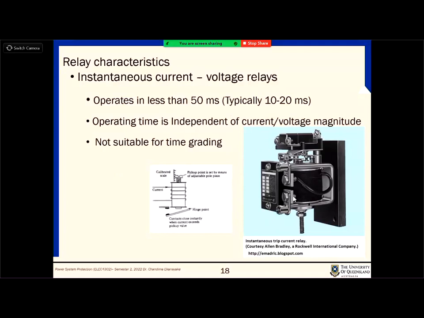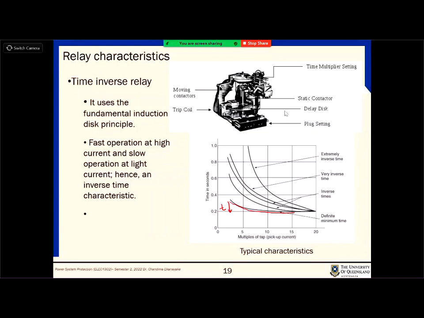If it is a numerical relay, it's the same, right? Probably numerical relays are in the range of 10 milliseconds, very, very fast compared to the mechanical ones. So operating time is independent of the current or voltage magnitudes. Once it passes a certain value, it quickly operates. That's called instantaneous, and it is not suitable for time grading. What is time grading?